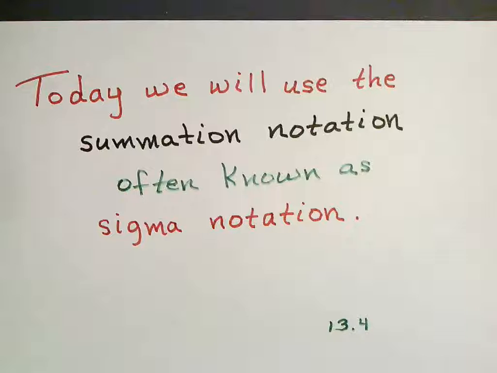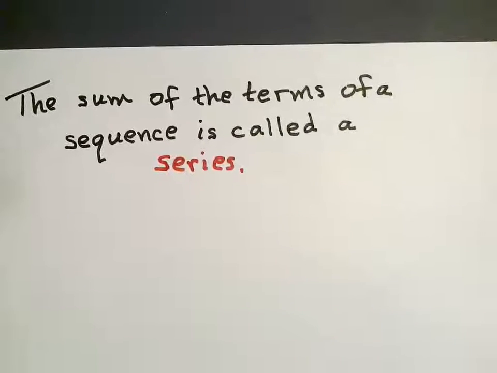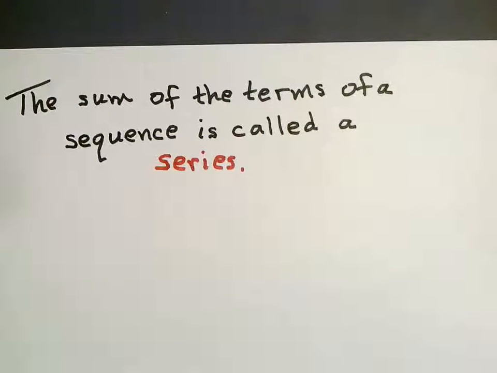Today, we will use the summation notation, often known as sigma notation. This is in Chapter 13, Section 4 in our ebook. The sum of the terms of a sequence is called a series. When you add up the terms of a sequence, it's called a series.